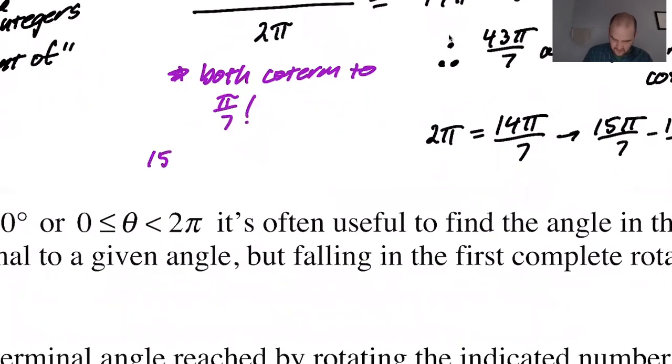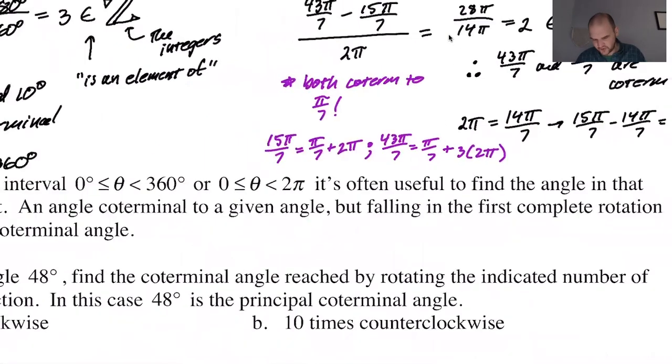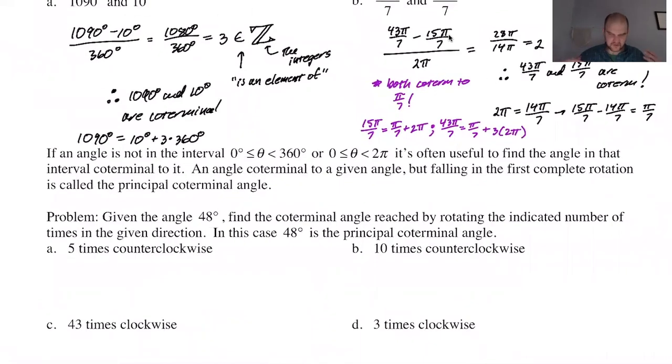So we could say that 15 pi over 7 is pi over 7 plus 2 pi, whereas 43 pi over 7 is pi over 7 plus 42 pi over 7. 42 over 7 is 6, so 6 pi, which is 3 times 2 pi. These are just things to think about. They're almost like number games you play with yourself to make sure you can work out how these things work. The more you think about it, the better off you'll be.